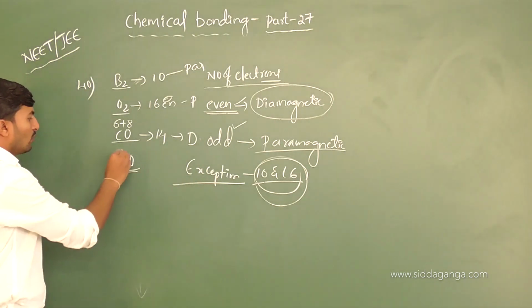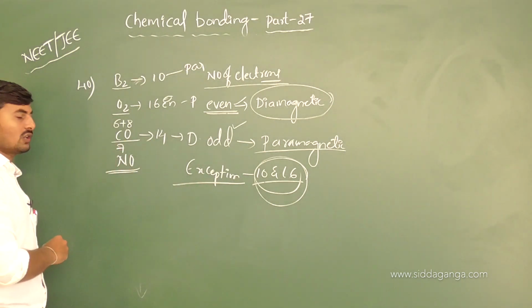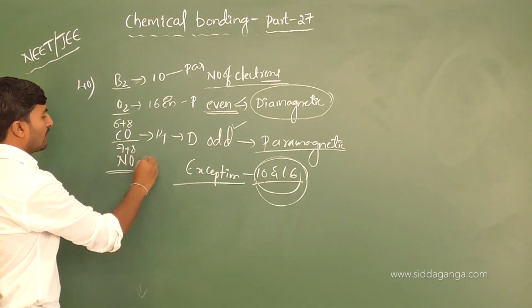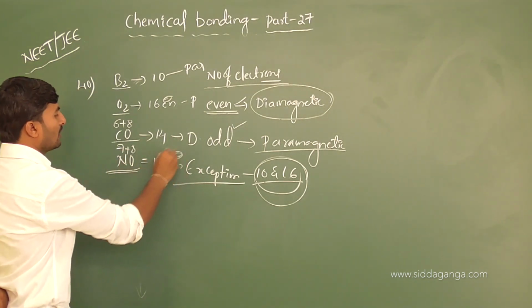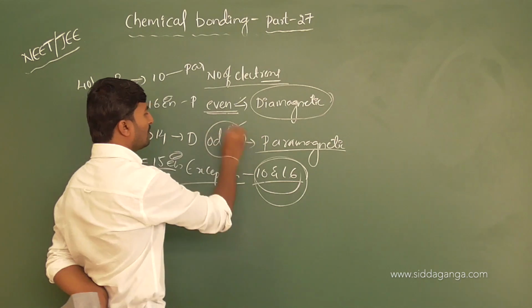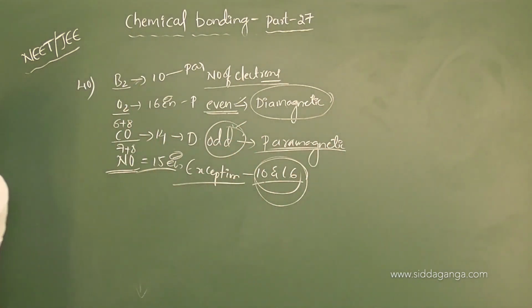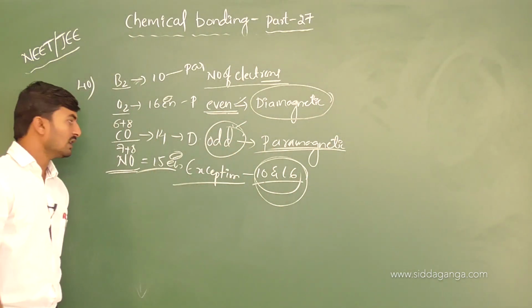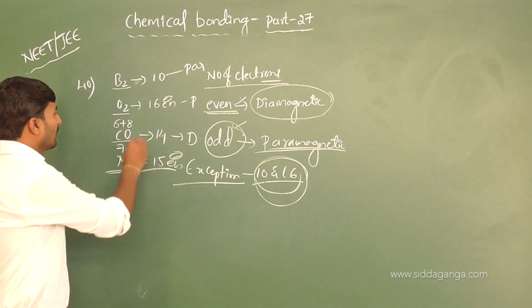At last, NO. N has 7 electrons. Oxygen will have 8 electrons. That means 15 electrons in total. 15 electrons means that is an odd number. Its nature is paramagnetic. Which molecule is exhibiting diamagnetic behavior here?